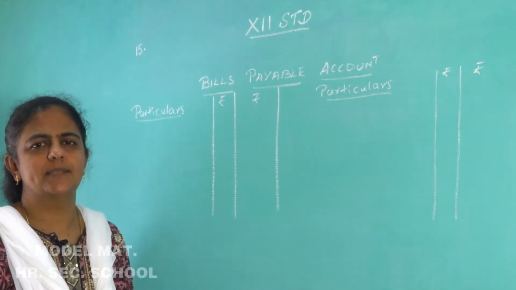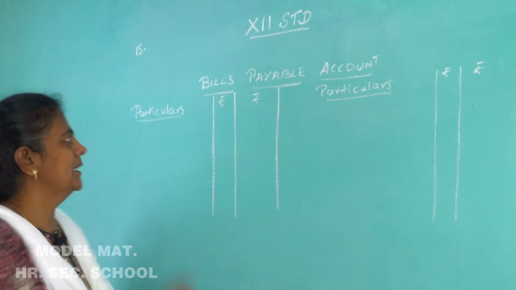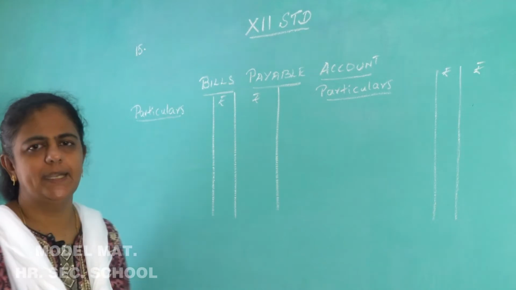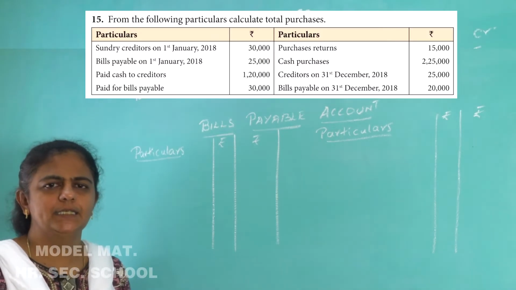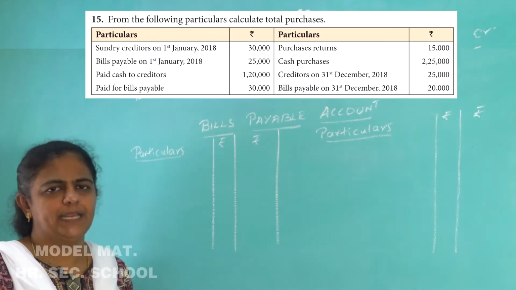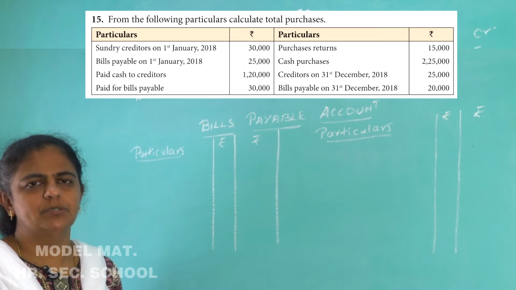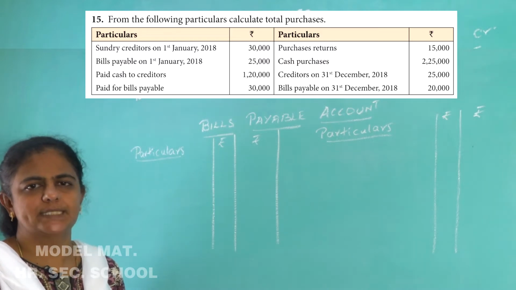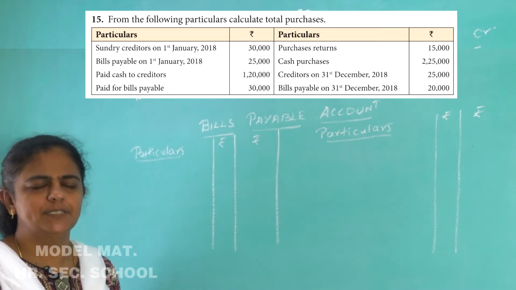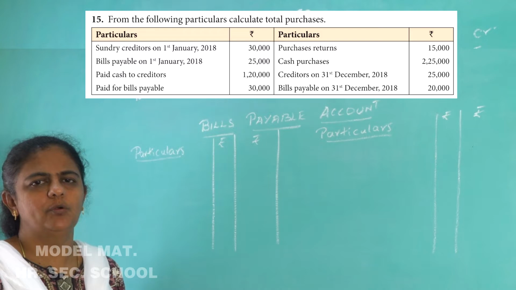I will teach you one sum. You go to question number 15 from your textbook. Question number 15, page number 35. If you do not have textbook, I will show you the question on the screen. You look to the screen. First we will read the question, then we will go to the sum.